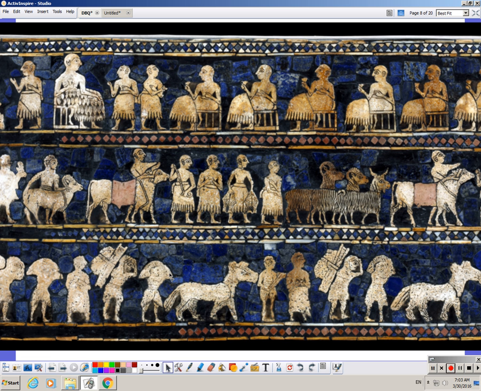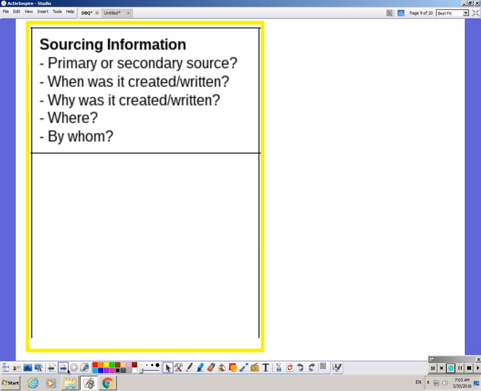So if we're going back to the standard of Ur, here's our image from Mesopotamia. We've spent a lot of time analyzing this image, and I just want to show you how I would fill in the chart for this image. The difference between what we've done in the past is that now we're gathering evidence that could specifically help us with answering our question about how social structures affected people's lives.